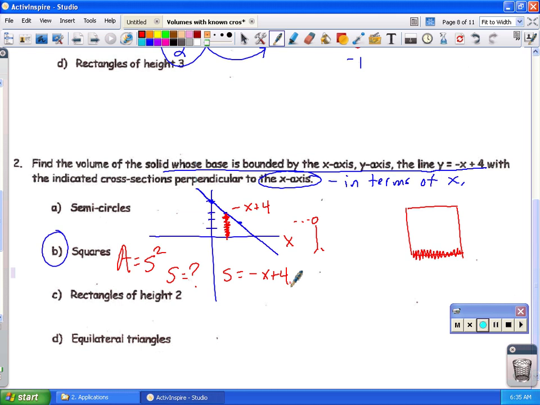All right, now we're ready to collect our area. We're going to accumulate all that area. We're going to start at an x value of 0 right there, and we're going to stop at an x value right here. So we need to figure out where that line crosses the x-axis. If you set that equal to 0 and solve, you'll get 4. So we're going from 0 to 4. What's the geometry formula? S squared. S is negative x plus 4. So we have the integral of negative x plus 4, squared, dx. And from there, you know how to take it.